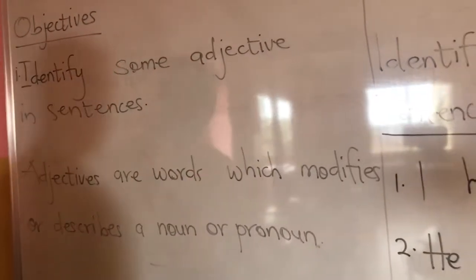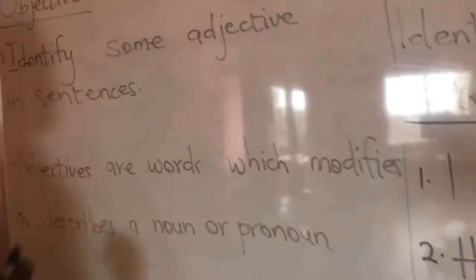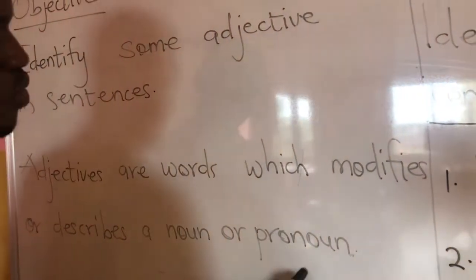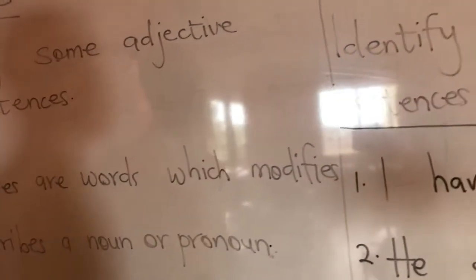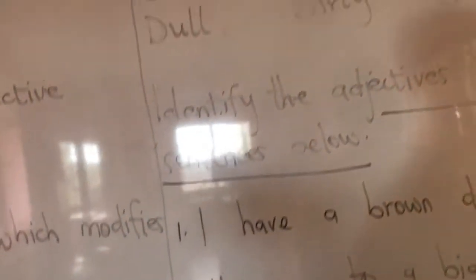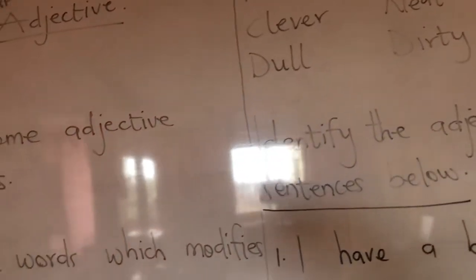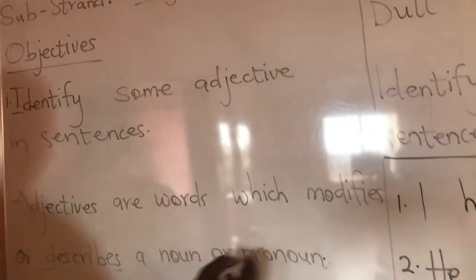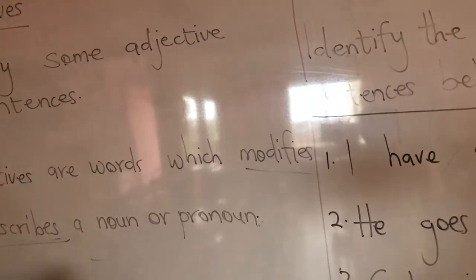What is an adjective? When we say an adjective, we are simply talking about a word which modifies or describes a noun or pronoun. For example, we want a word that can tell you how a noun or a pronoun looks. When we say describe or modifies, it tells you how a noun or a pronoun looks.